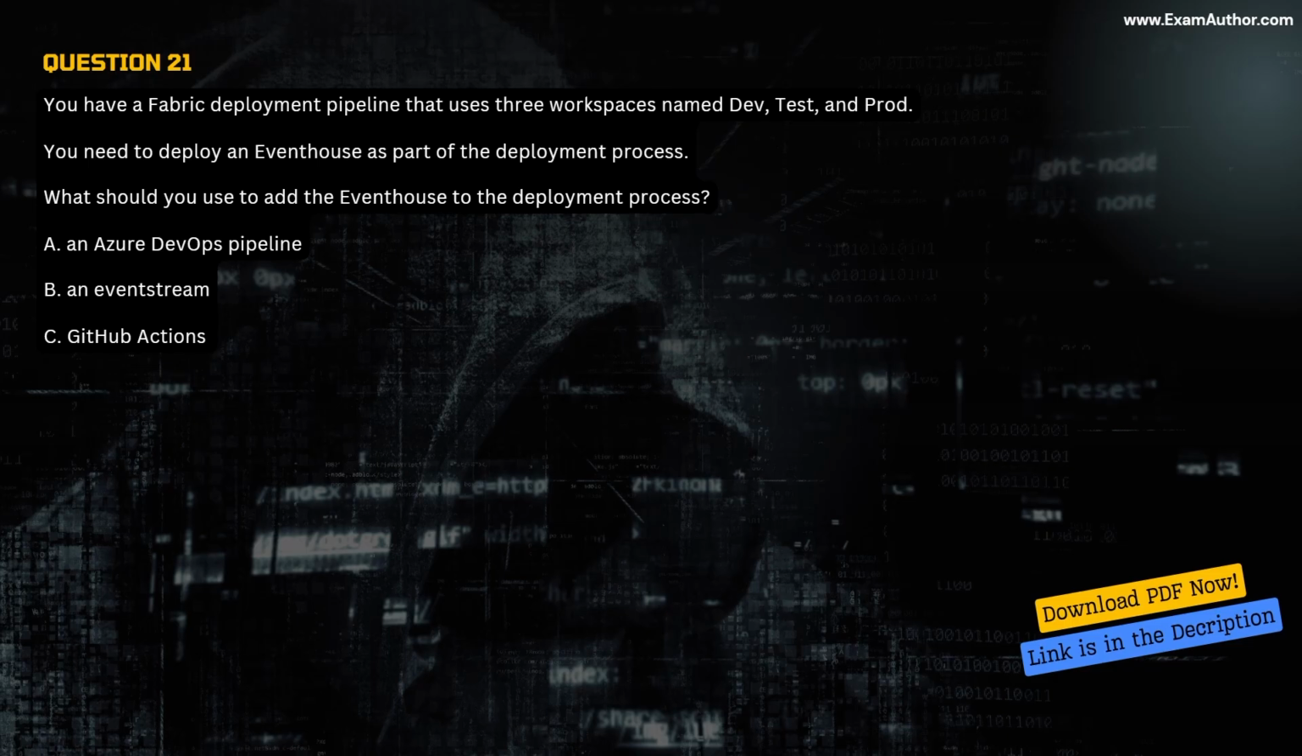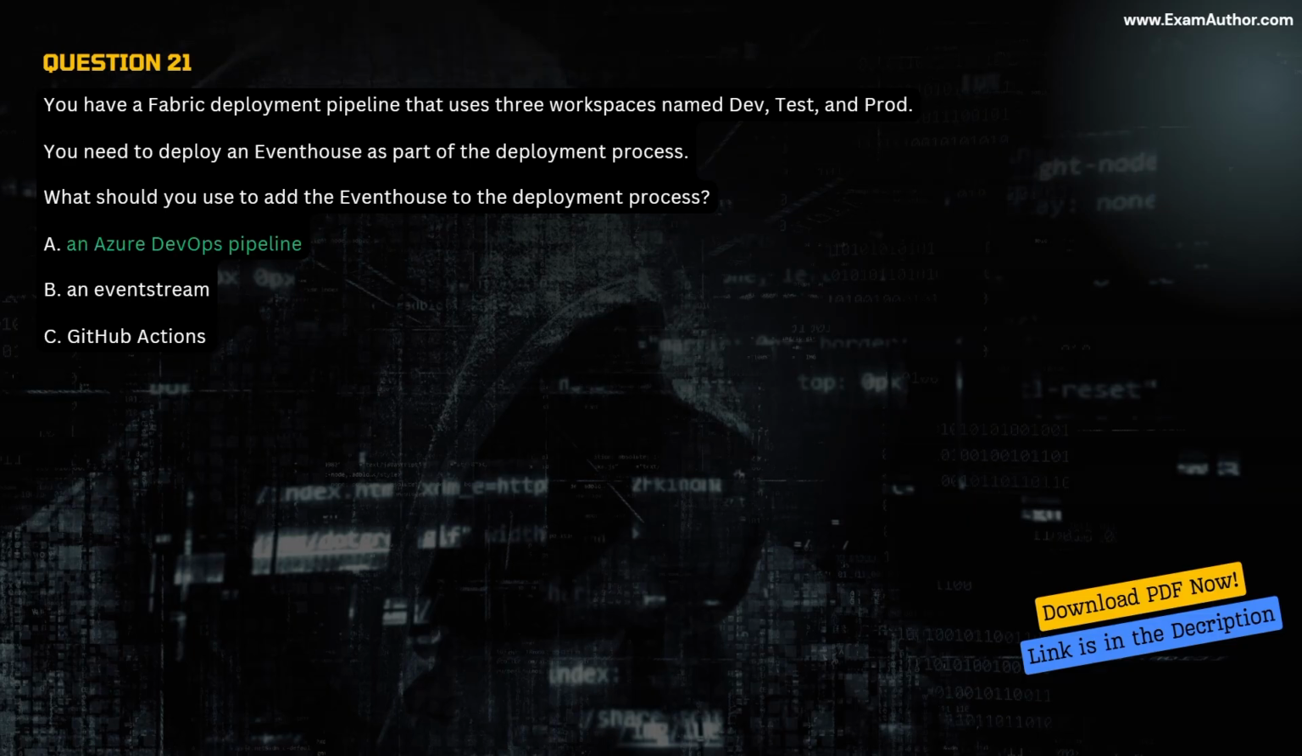Question 21. You have a Fabric deployment pipeline that uses 3 workspaces named Dev, Test, and Prod. You need to deploy an event house as part of the deployment process. What should you use to add the event house to the deployment process? A. An Azure DevOps pipeline. B. An event stream. C. GitHub Actions. Correct answer A.